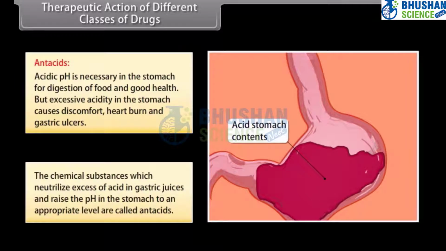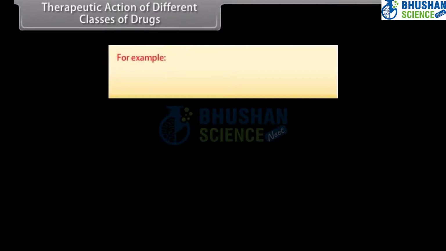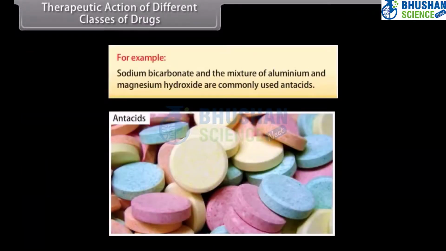The chemical substances which neutralize excess of acid in gastric juices and raise the pH in the stomach to an appropriate level are called antacids. For example, sodium bicarbonate and the mixture of aluminium and magnesium hydroxide are commonly used antacids.